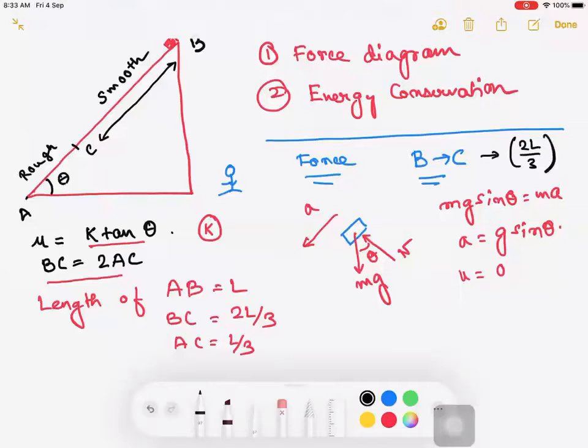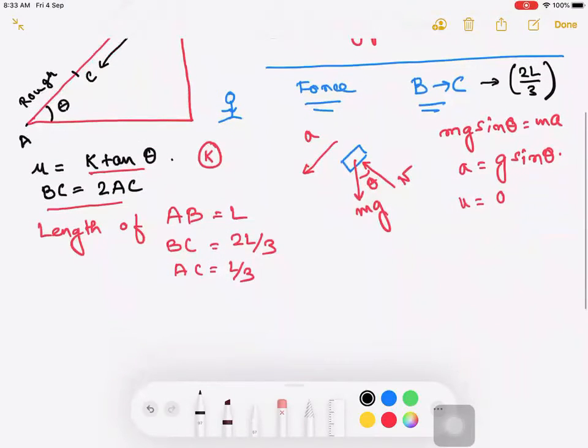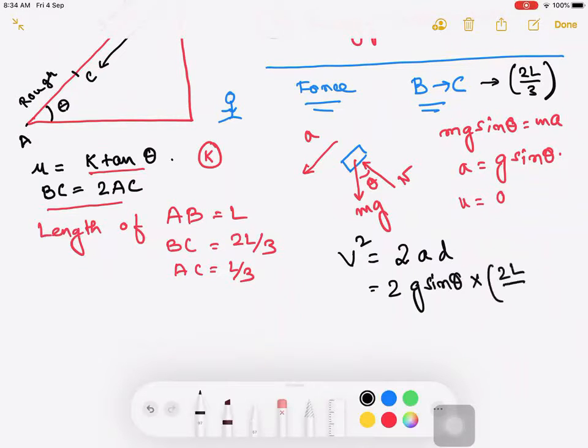Now we use the third equation of motion to find out the velocity at the point C. Let's call that V. So V square must be equal to twice this acceleration times the distance. Put the values: 2 g sine theta into 2L by 3. Let's keep this in hand.